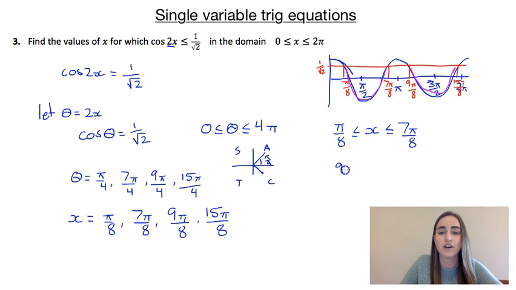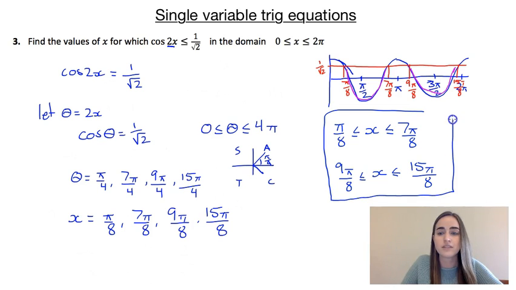So we're going to have 9 pi on 8 is less than or equal to x is less than or equal to 15 pi on 8. So those are our solutions that make that inequality true in that domain. All right, so that's having a look at solving 3-unit problems involving trig equations with single variables.